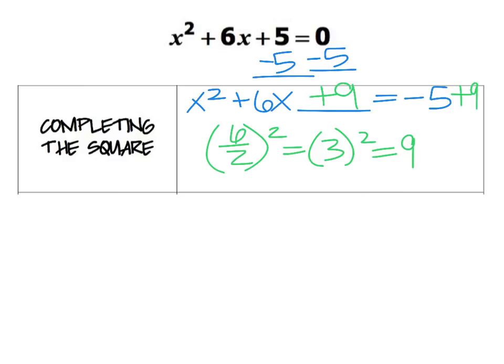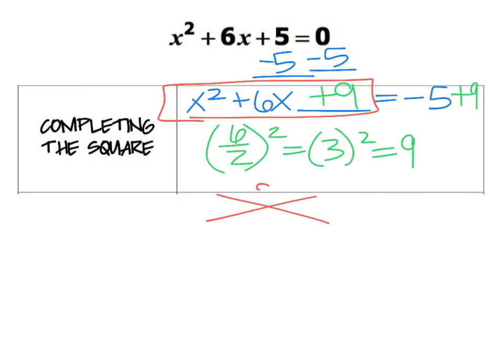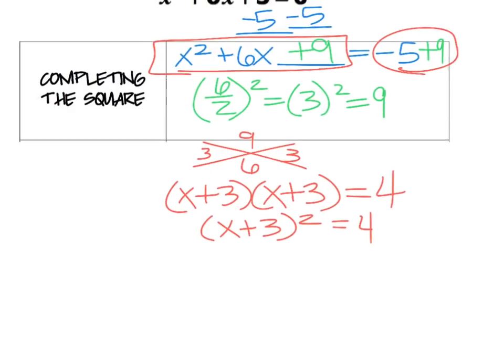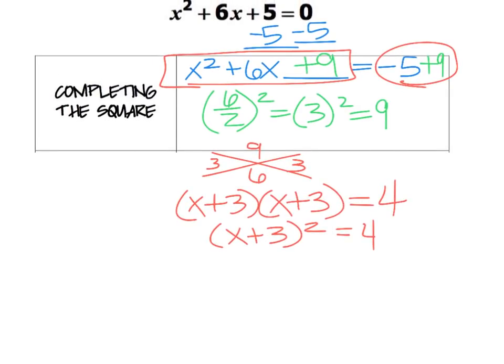When we do that, we end up being able to factor this side right here because it becomes a perfect square trinomial. So two numbers that multiply to 9 and add up to 6 would be 3 and 3. So we end up with x plus 3 times x plus 3. And then simplifying this side right here, negative 5 plus 9 equals 4. We rewrite this side as x plus 3 squared equals 4. And then we now can take the square root of both sides. So we end up with x plus 3 equals plus or minus the square root of 4, which is 2. Subtract 3 from both sides.